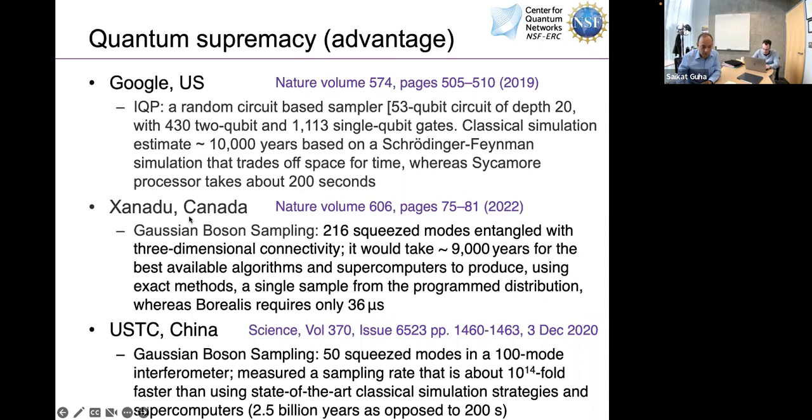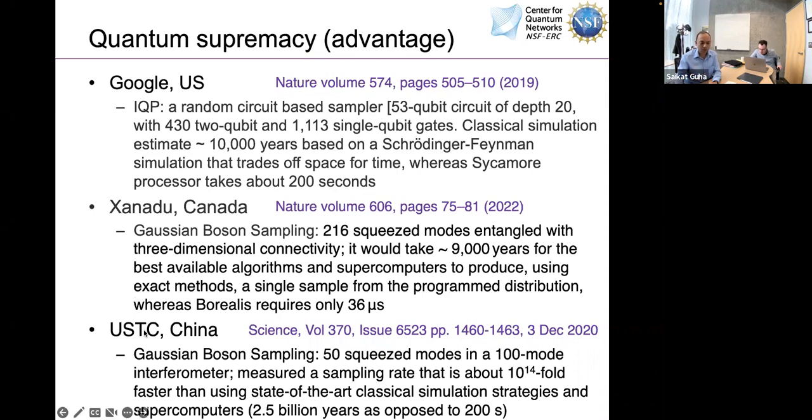Look at this paper from Xanadu. They did a Gaussian boson sampling experiment with 216 squeezed modes entangled with a linear optical unitary. And they estimated that the best available algorithms with the best possible supercomputers in the world will take about 9,000 years to produce one random sample with a distribution that has a certain level of accuracy, but an actual Borealis quantum computer, which is the name of their squeezed light-based circuit that they have built, requires about 36 microseconds.